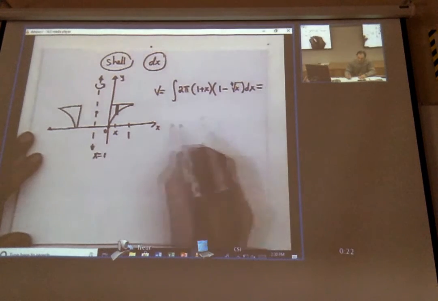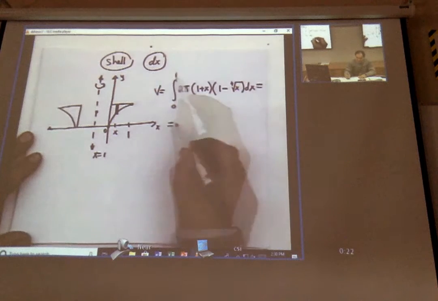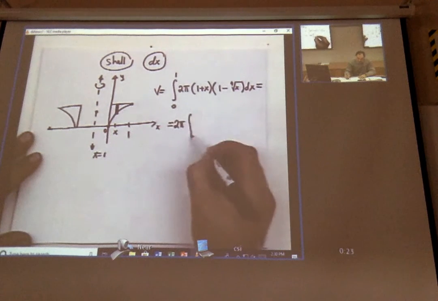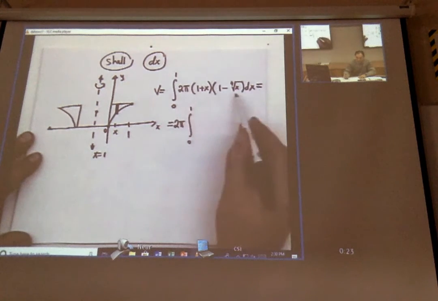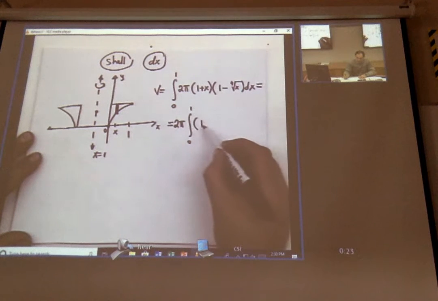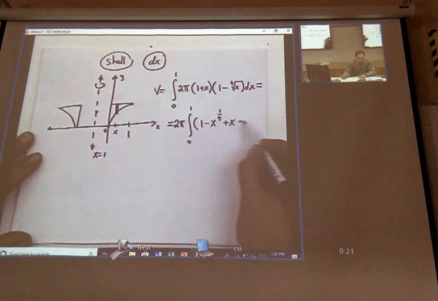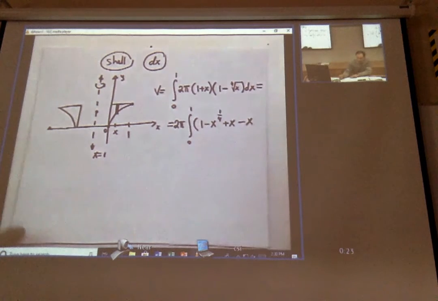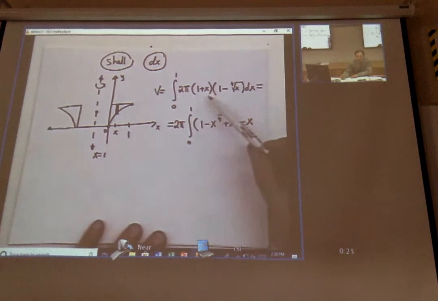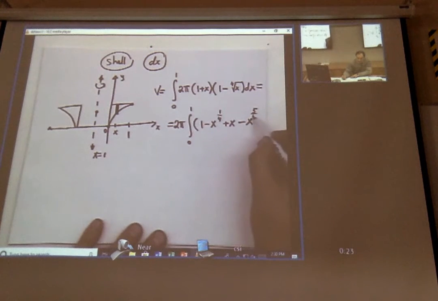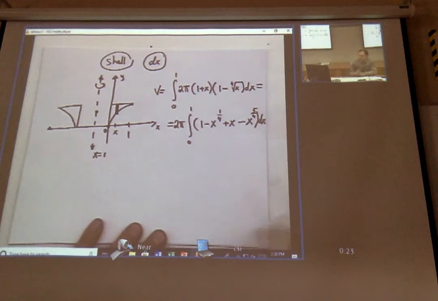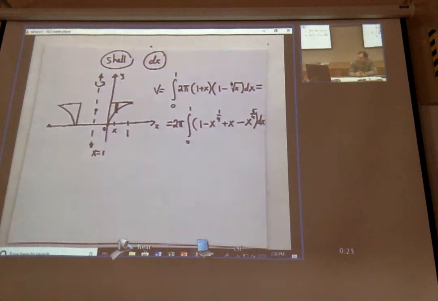So, to continue with this, from 0 to 1, 2 pi goes outside. Integral from 0 to 1. We're going to open parentheses here. So it's 1 minus x to 1 over 4 plus x minus x times x to 1/4. That gives it what? It's 5/4 dx. Well, there's no like terms to put together, so we're just going to continue with this.